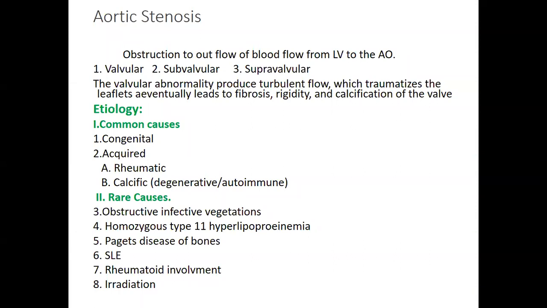So you can have infective endocarditis, and you can have hyperlipidemia and some other connective tissue disorders and autoimmune disorders. SLE, rheumatoid involvement, and radiation sometimes can cause aortic stenosis. Paget's disease of bone can result in aortic stenosis. And among the congenital causes, the bicuspid aortic valve is the common cause. Sometimes a monocuspid valve can occur, because we saw that there are three cusps, but sometimes there can be two cusps, sometimes the valve can be unicuspid. So this is due to a congenital abnormality.